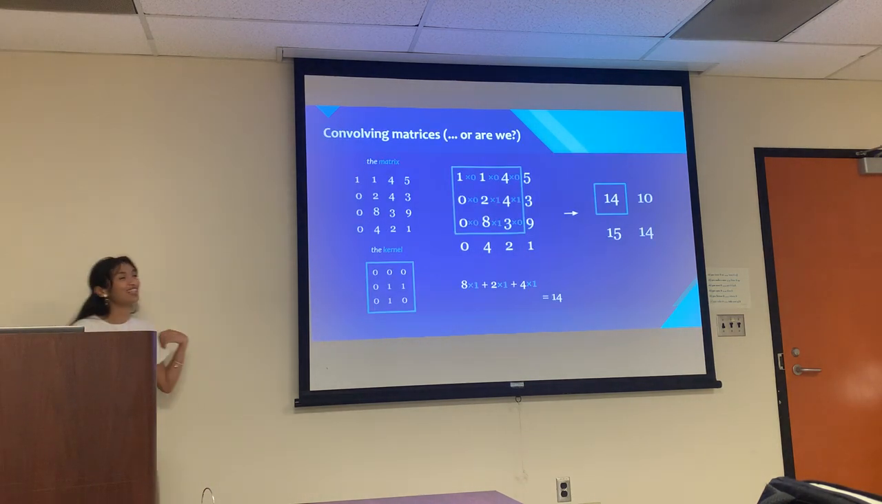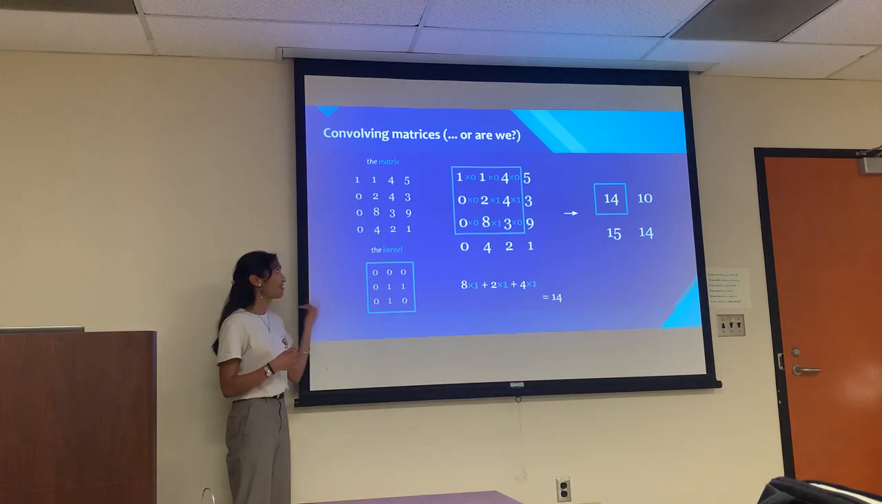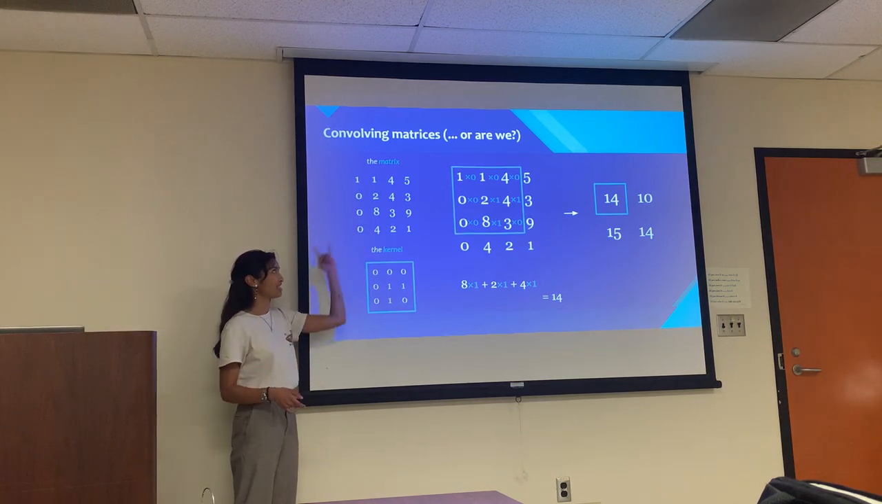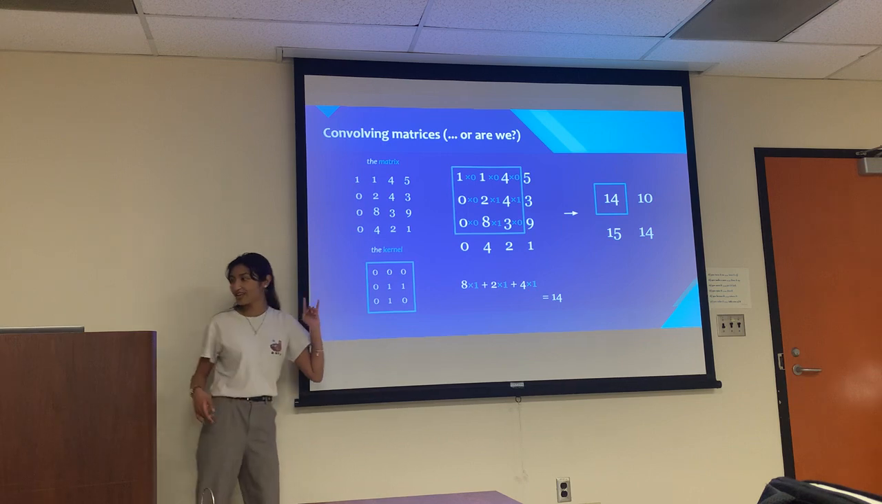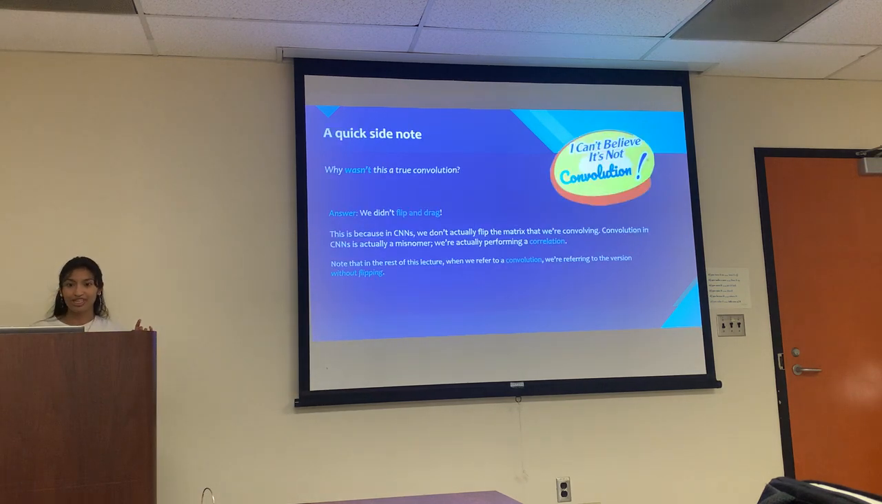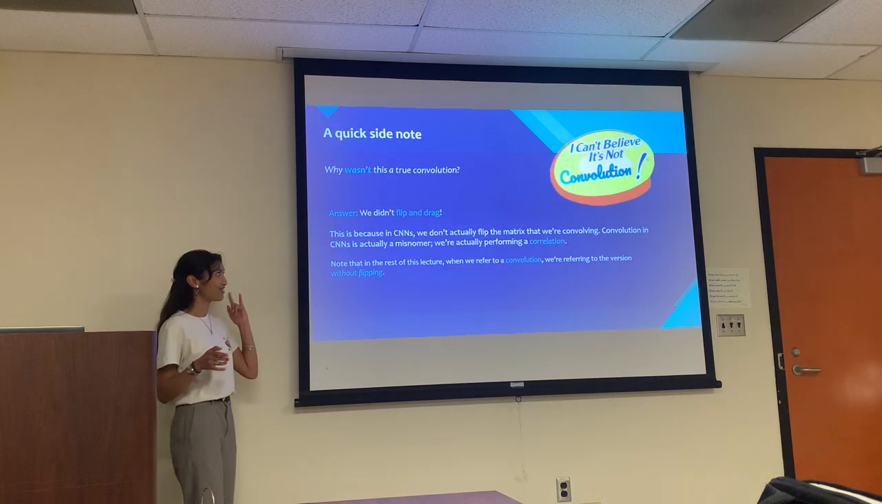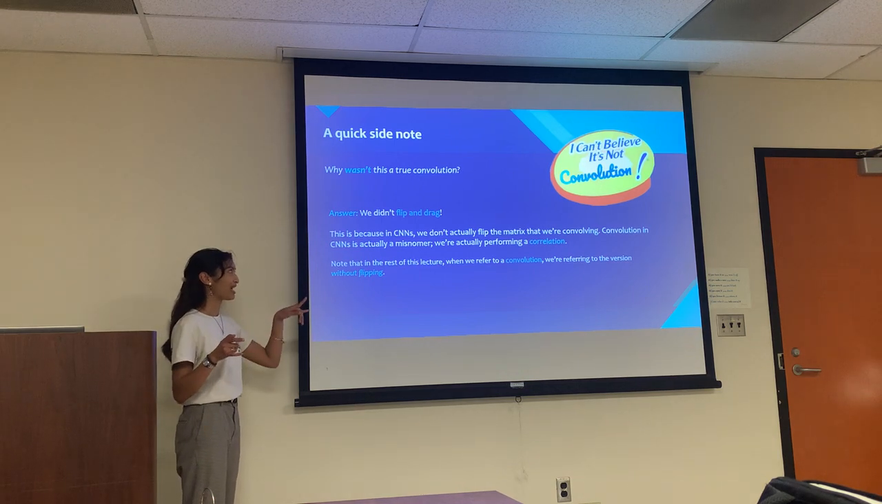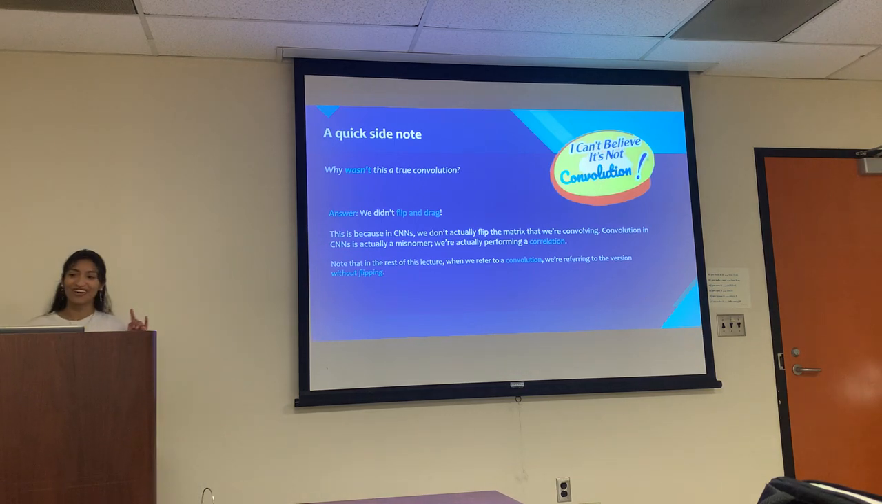So usually in convolution, I think we talked about this earlier, you have the kernel and you'll flip it before you do all of this dragging and adding and multiplying. But for convolutional neural networks, we're actually not going to be flipping it, we're just going to be multiplying and adding. So it's not true convolution, but that's okay, we're just going to call it convolution.